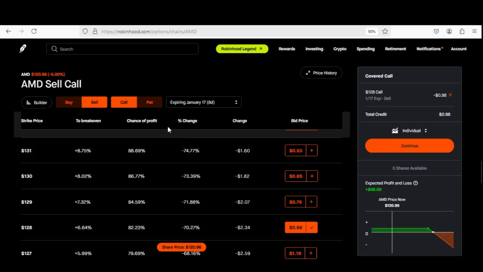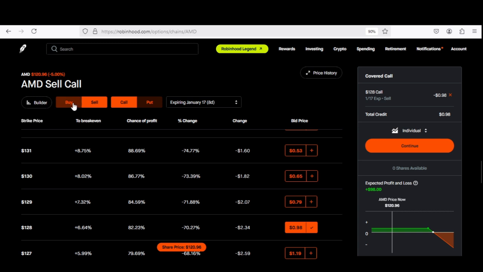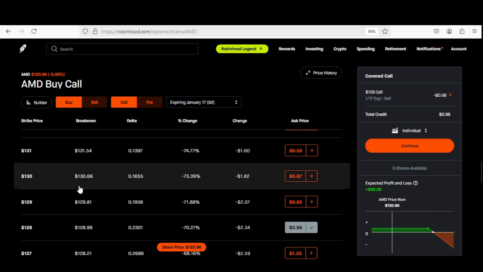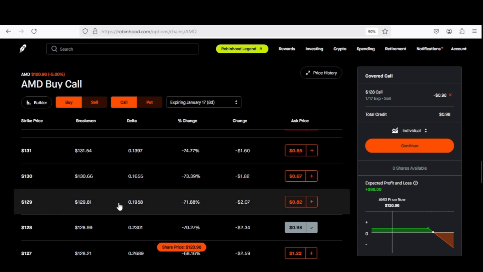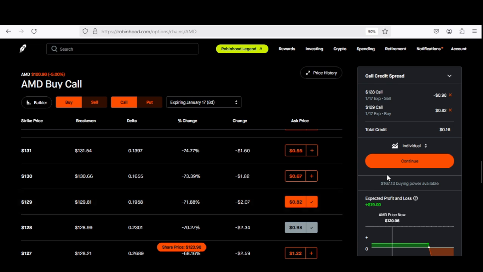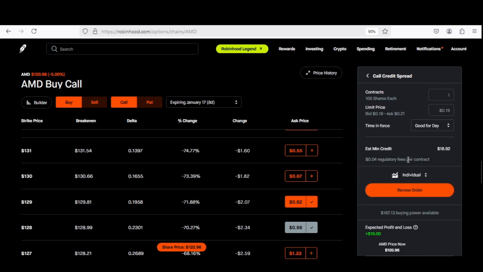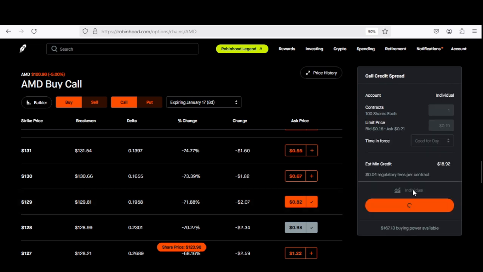We're going to continue with the exact same strategy. And now we're going to go ahead and get our buy call. And we're going to do the exact same thing once again and choose a strike price right above. And for that, we're going to have to pay 0.82. We're going to hit continue. We're going to hit review order.